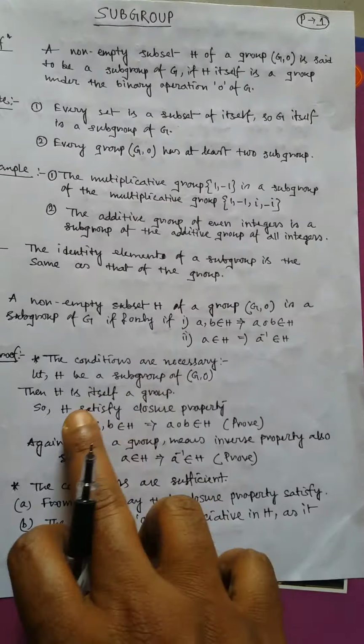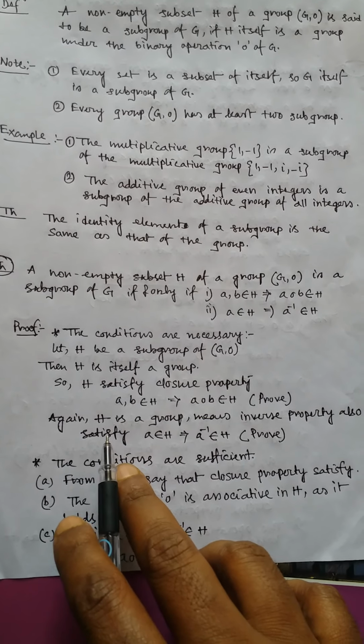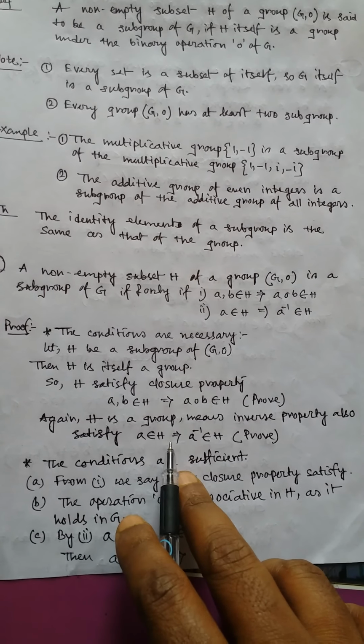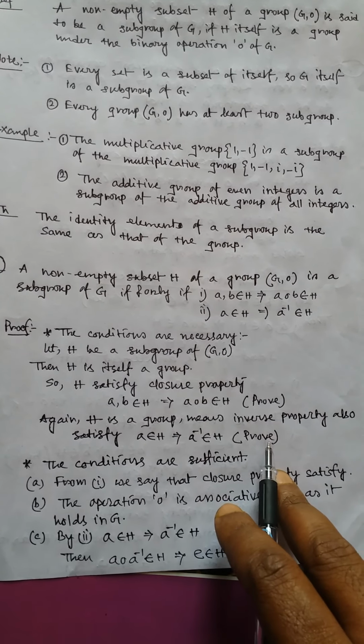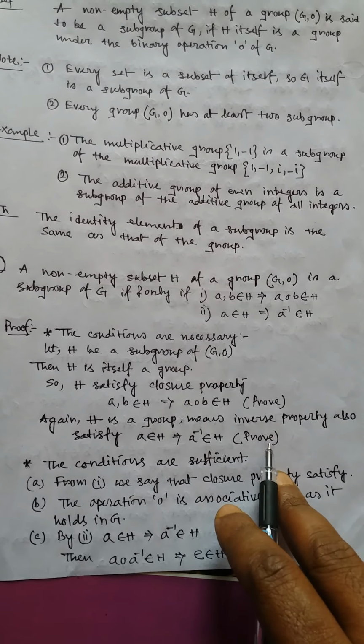Then H itself being a group means it satisfies the closure property. Closure property means, you know, if two elements A, B belong to G, then A compose B belongs to G. So the first property is satisfied using the closure property, and the inverse of an element is also satisfied. If A belongs to G, then the inverse of the element also lies in it. So the second property is also satisfied, proved using the properties of closure and inverse.